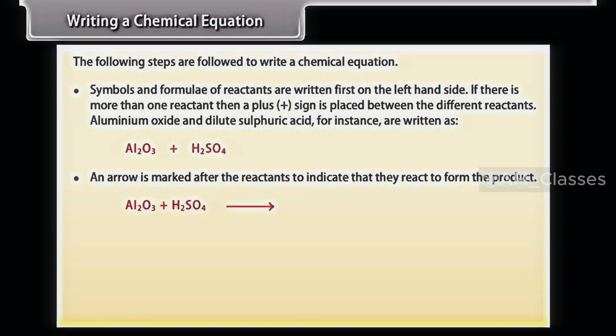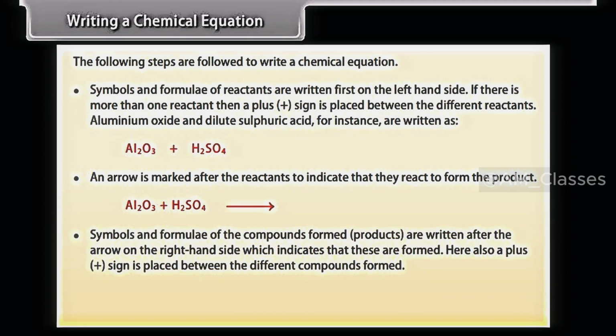An arrow is marked after the reactants to indicate that they react to form the product. Symbols and formulae of the compounds formed, the products, are written after the arrow on the right-hand side, which indicates that these are formed. Here also a plus sign is placed between the different compounds formed. For example, Al2O3 plus 3H2SO4 gives Al2(SO4)3 plus 3H2O.